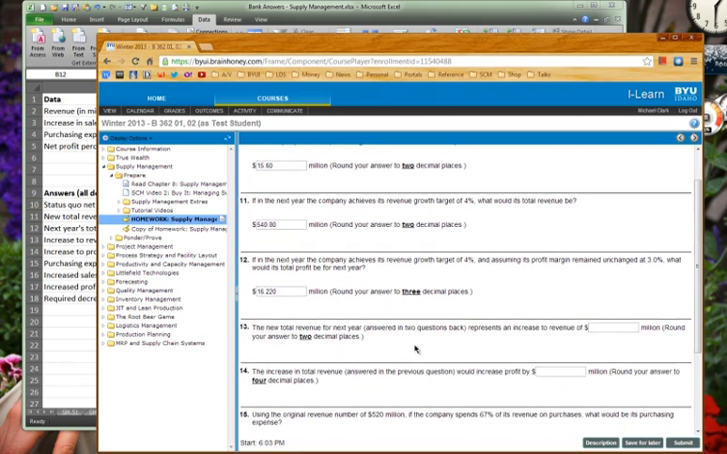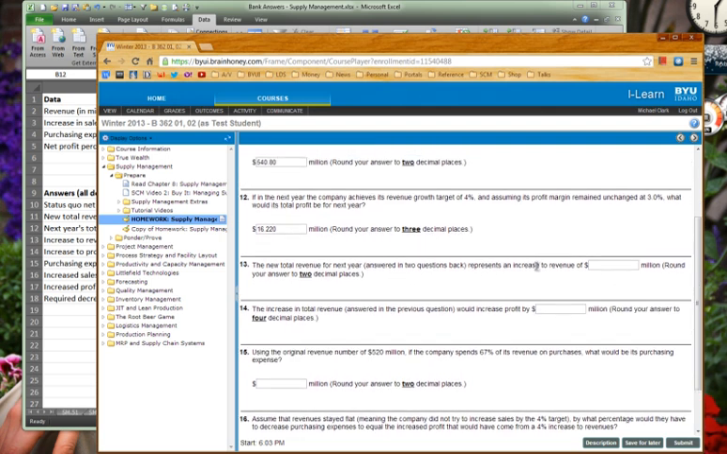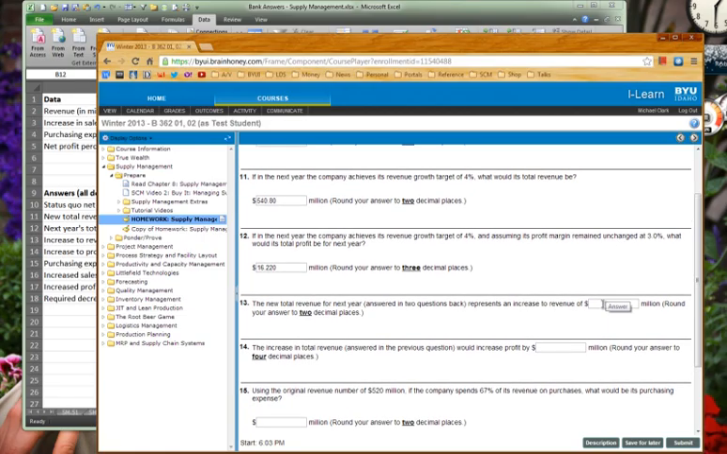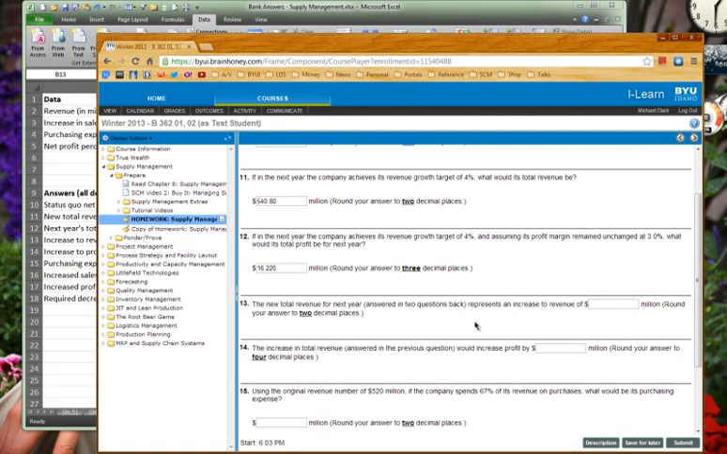Okay, the new total revenue for next year, answered two questions back, represents an increase to revenue of, and we have to figure out how many dollars revenue increased. So we go back to our spreadsheet, and it is an increase to revenue of $20.8 million. Again, we just take the new revenue minus the previous revenue to get that difference of $20.8 million. Input that here, $20.8 million.